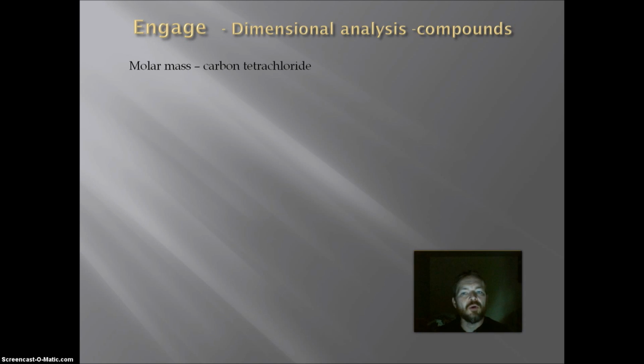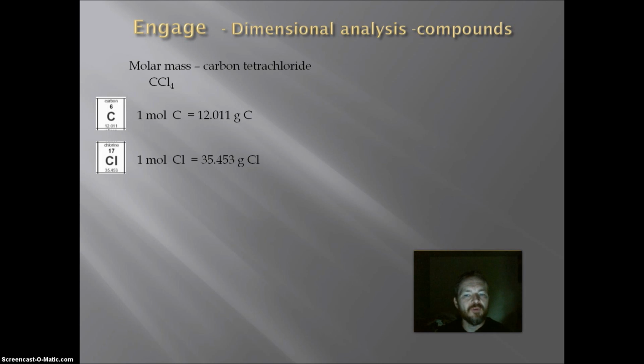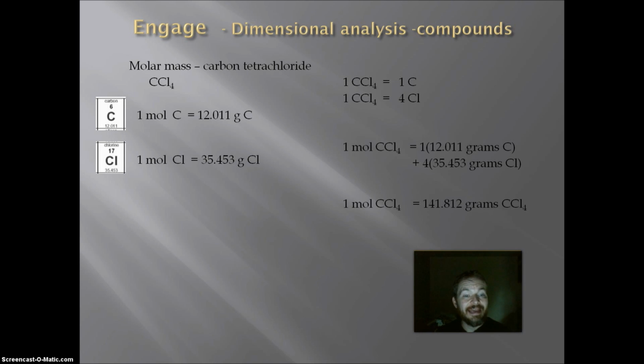Carbon tetrachloride, according to the names for carbon tetrachloride, its formula would be CCl4. Carbon has a molar mass of 12.011 grams per mole. Chlorine has a molar mass of 35.453 grams per mole. If I look at the formula, carbon tetrachloride has 1 carbon, and it has 4 chlorine. That means when I figure out the molar mass, I take 1 times the molar mass of carbon, and 4 times the molar mass of chlorine, and add them all together to get me a molar mass of 141.812 grams per mole of carbon tetrachloride.